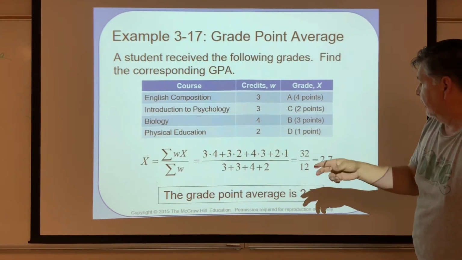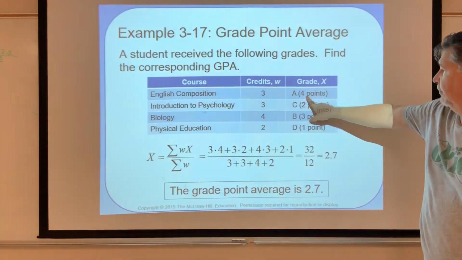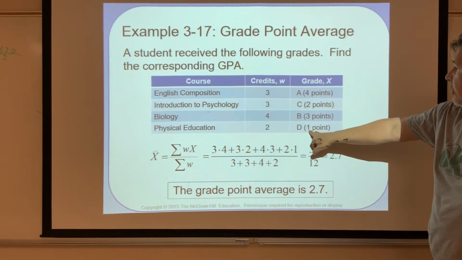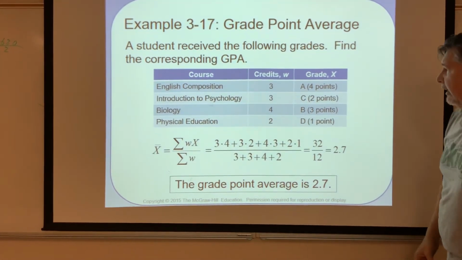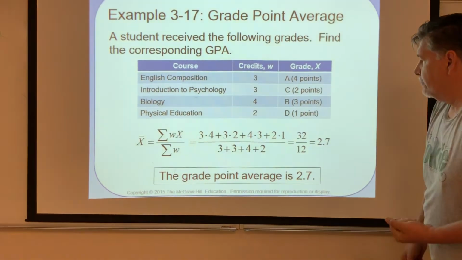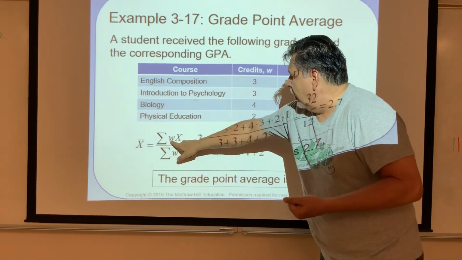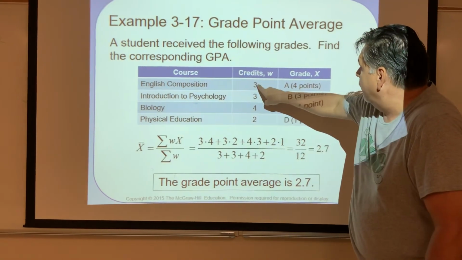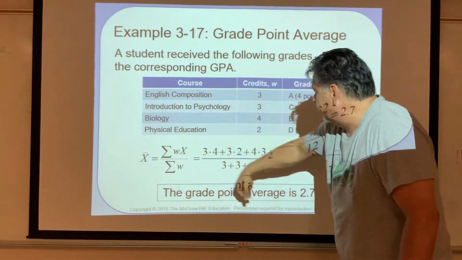Here are the grades, and an A is worth 4 points, a B is worth 3 points, a C is worth 2 points, a D is worth 1 point, and an F is worth 0 points. So try not to make any F's, because zeros do not average well at all. What we do with this formula is we take the weight of each X, multiply them up, and sum them.